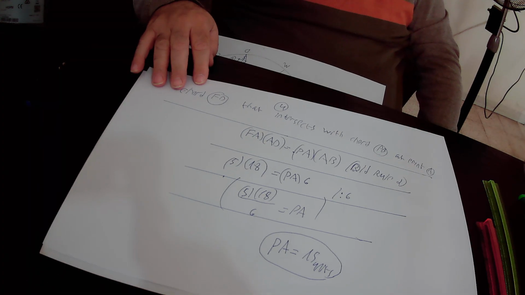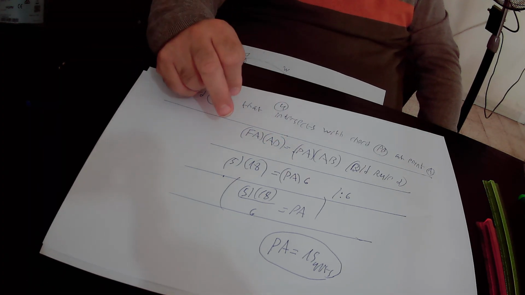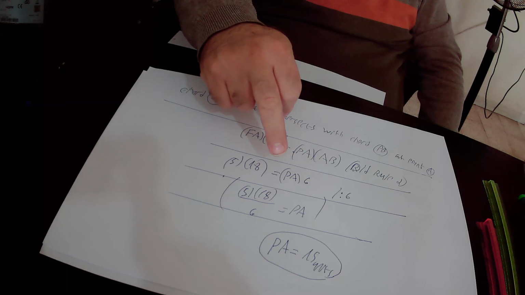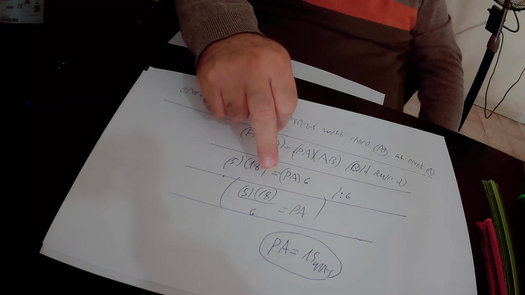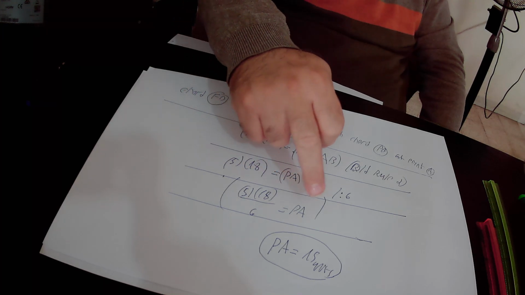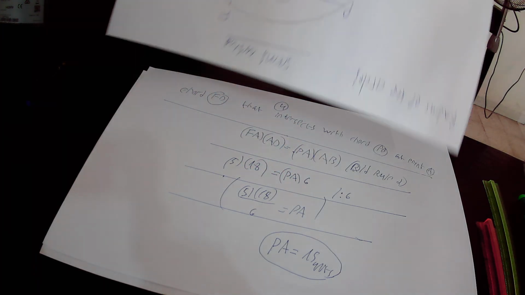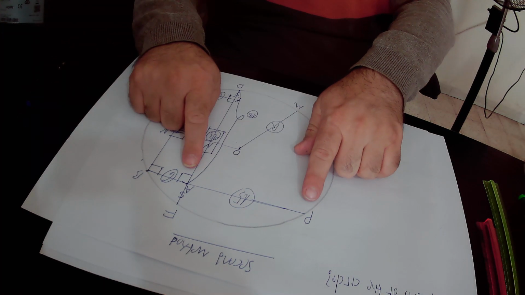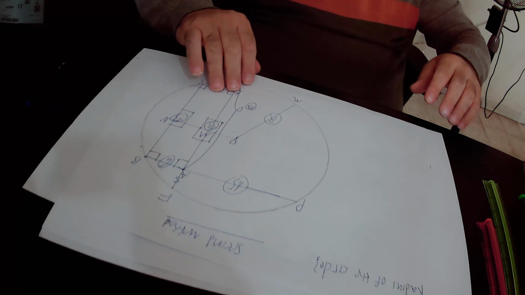Here we divided this equation by 6, and we found that PA, the missing line segment, equals 5 times 18 over 6. 18 over 6 is 3, and 3 times 5 is 15. So in conclusion, the missing line segment PA equals 15 units in length.